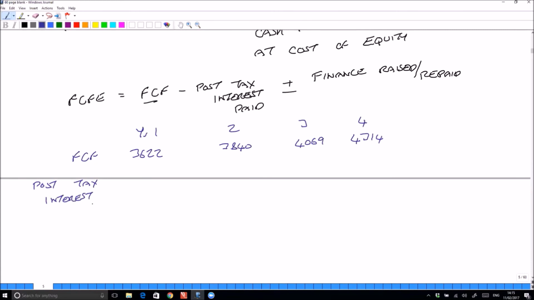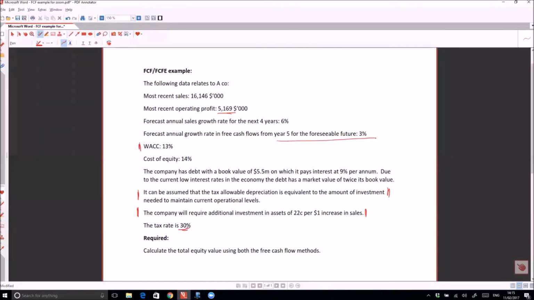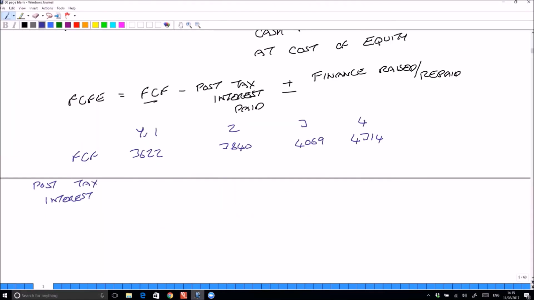interest. And here, remember, if we go back to the question, what does it say? We've got 5.5 million of debt, and what's the interest rate we're paying? It's 9%, isn't it? And remember, what's the tax rate? It's 30%. And so after the tax relief, effectively, what does the company pay of that? It's 70%, isn't it?